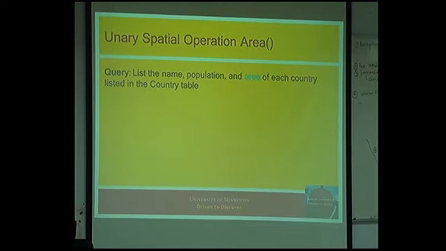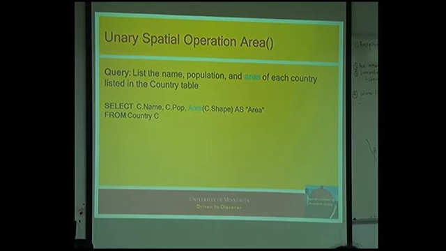We are looking at name, population, and area of each country listed in the country table. The key thing you might remember from the schema was that the country table did not have a column called area, right? So you have to think about it, but we have an operation called area, and the country table did have a spatial column called shape. So you could apply the area operator on the shape to get the value.